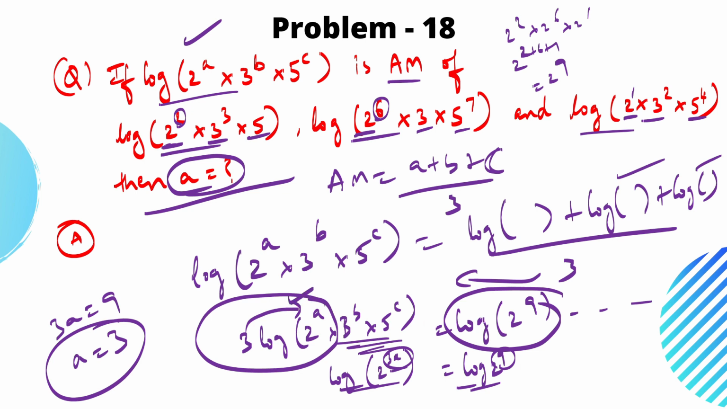The moment you see AM, arithmetic mean, or geometric mean, or harmonic mean, the expression must come there, right? The value must come like this. AM is equal to a plus b plus c by 3.